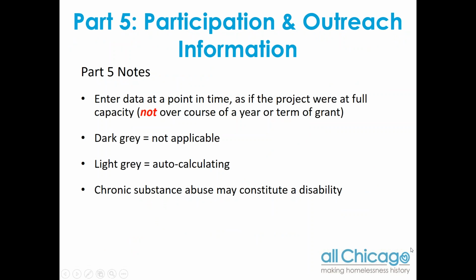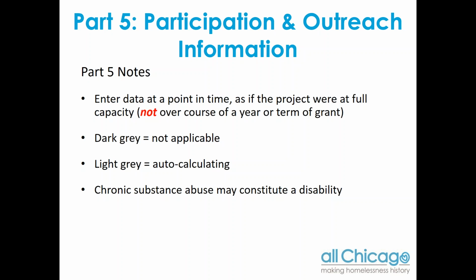The next part is some of our favorite charts for housing. This is the participation and outreach information. So remember, the data in these charts is for a point in time when you're at full capacity. Don't think of this as over the year. So when you're full, how is your population going to look? There's some color coding in that. So if it's dark gray, you don't have to fill anything in. If it's a light gray, it's going to auto-calculate from above.